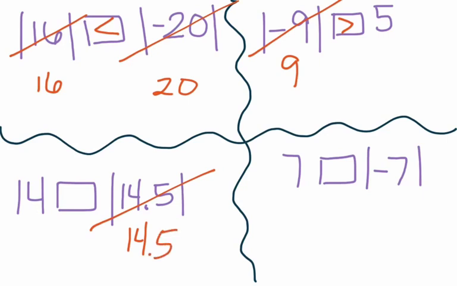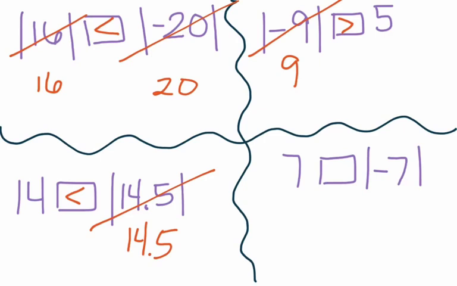So if we're going to compare these two, and you might have to use some different strategies since we are using decimals, but hopefully you would recognize that 14 is less than 14 and 5/10. So 14 is less than the absolute value of 14 and 5/10.